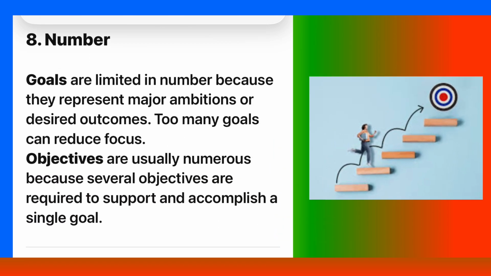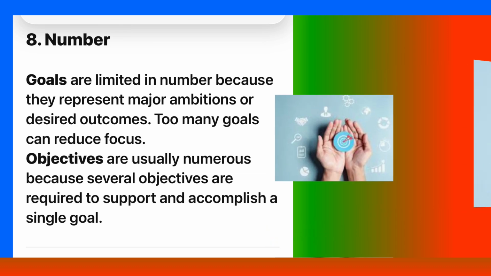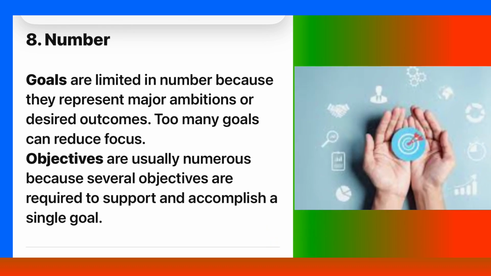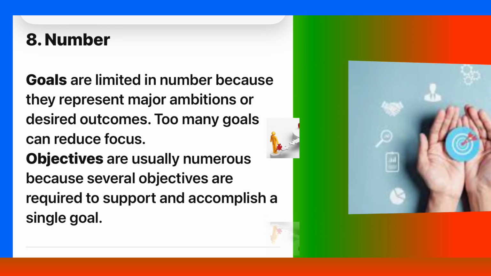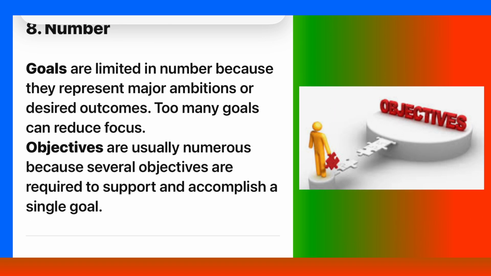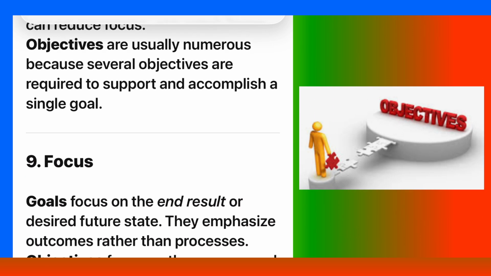8. Number. Goals are limited in number because they represent major ambitions or desired outcomes. Too many goals can reduce focus. Objectives are usually numerous because several objectives are required to support and accomplish a single goal.